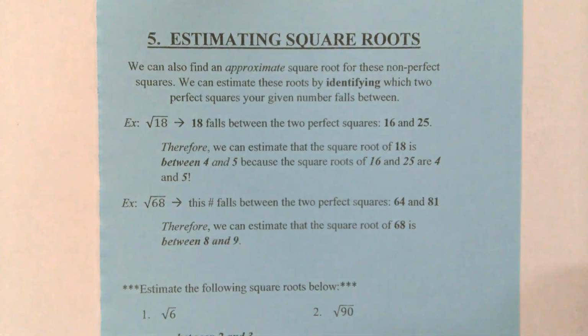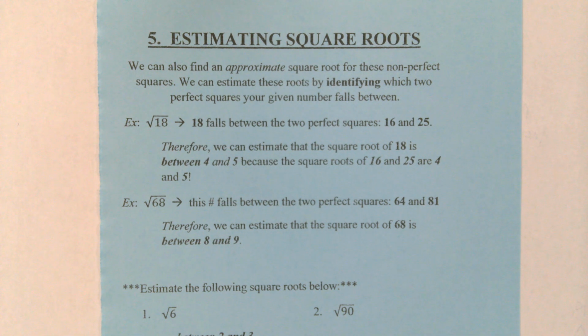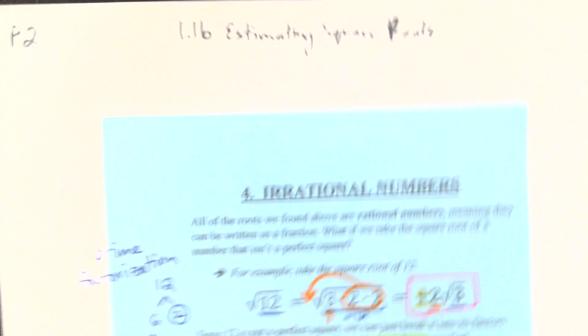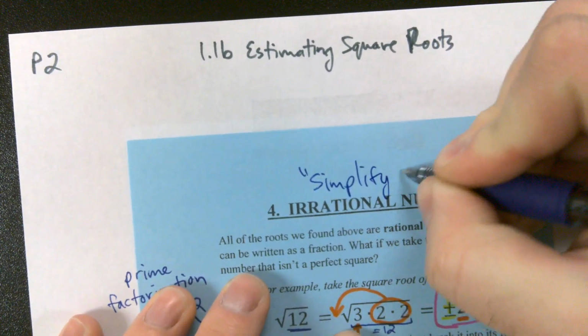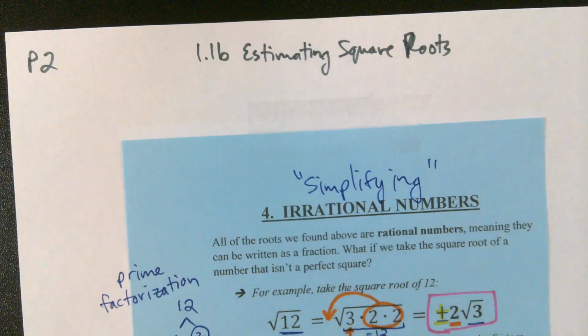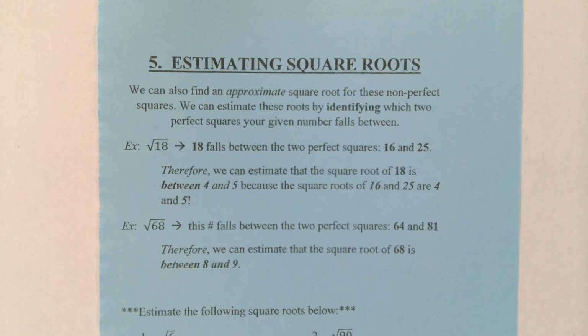let's switch gears here and go to note sheet number 5. I think, honestly, I did these a little bit out of order. I think it should have been 4 and 5 flipped around, but it doesn't matter. Because now what we're going to do is estimate square roots. So what we just did was technically simplifying. Okay, note sheet number 4, what we were doing was simplifying square roots. Note sheet number 5, now we're going to estimate square roots.